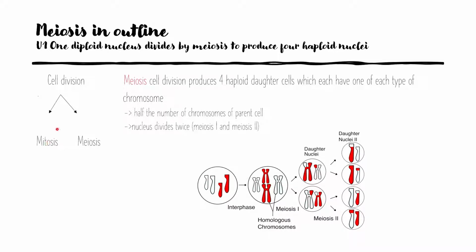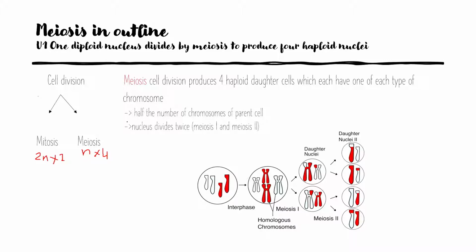So cell division can either occur via mitosis or meiosis. And the differentiating factor here is that mitosis produces 2 diploid nuclei, so 2N, which is diploid, and meiosis produces 4 haploid daughter nuclei, or just N. And we get 4 of them in meiosis, and in mitosis we get 2 diploid nuclei.